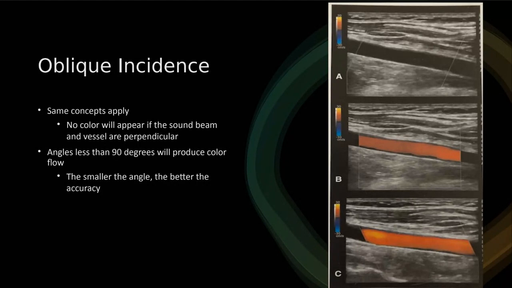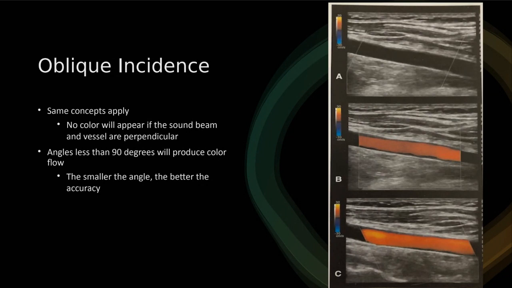Angles less than 90 degrees are going to produce our color flow. Anything less than perpendicular, or even greater than perpendicular, will produce color, but it's going to determine the color direction. That's what we're shooting for here. So the smaller the angle between the vessel and the color box, the better. If you look at that middle box, I'm not going to draw on these slides because my little pen is kind of going crazy. But you see how our vessel is on an angle, right?